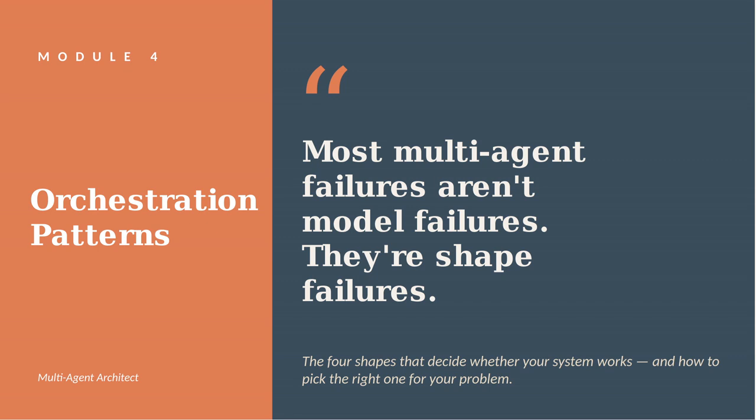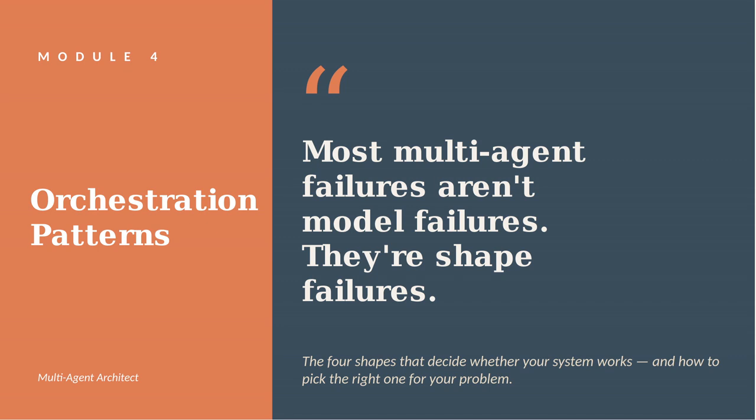Here's the observation that drives this module. When a multi-agent system fails in production, the cause is almost never the model. It's the shape, the wrong pattern for the problem. 2 agents trying to coordinate when they should have been independent. 5 agents fanned out in parallel when the work has hard sequential dependencies. A single generalist trying to do work that wanted 3 specialists. These are shape failures, and they're invisible if you don't know what shapes exist.